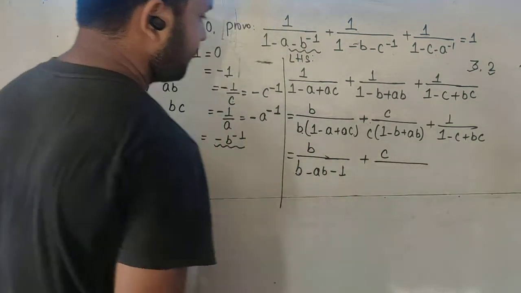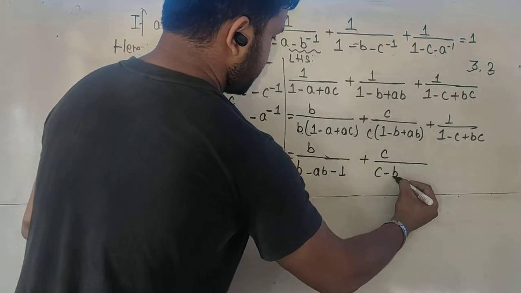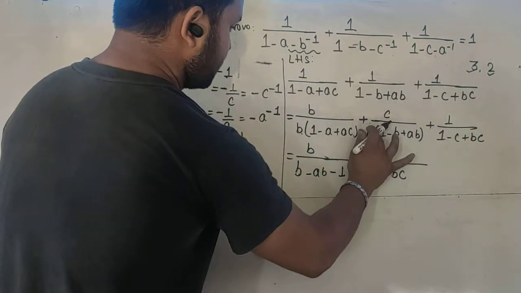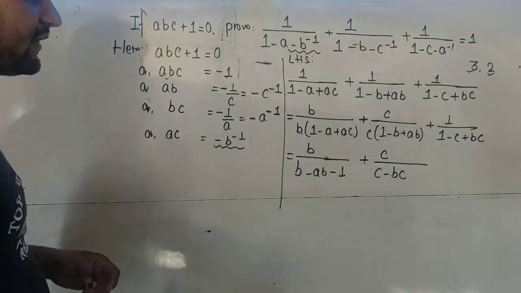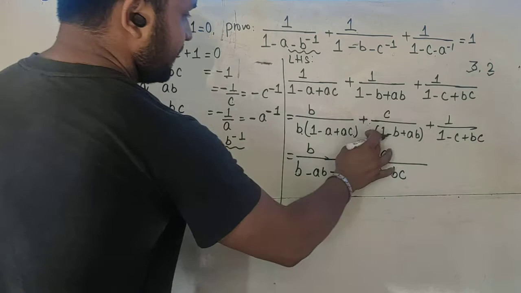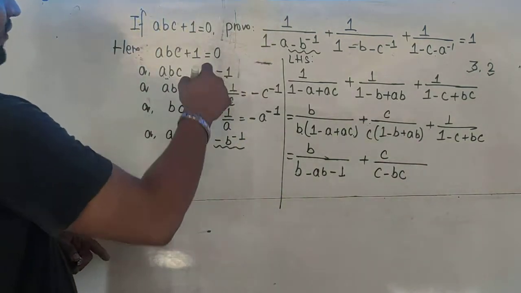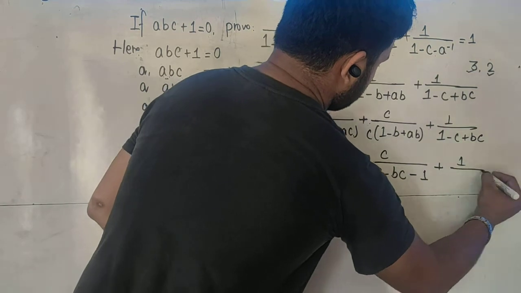Okay, now same thing here. c times 1 is c. c into b gives us bc. c into ab gives us abc, and abc is equal to, sorry, minus 1. So I can write here minus 1. I am doing nothing with the third term.